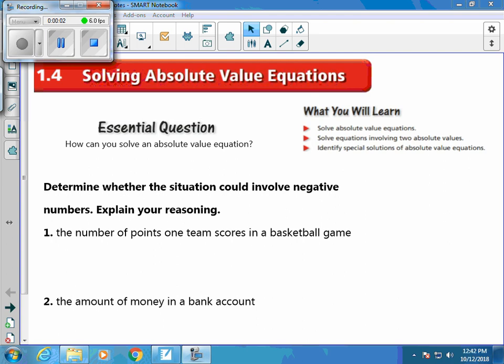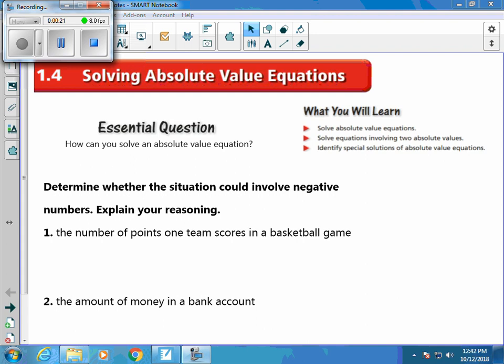Section 1.4 was on solving absolute value equations. I'm not going to read the learning targets because you guys already had a pretty good discussion about them. But our central question is, how can you solve an absolute value equation? Before we really get into this, we're going to have to revisit the idea of positive, negative numbers, what the absolute value actually means.